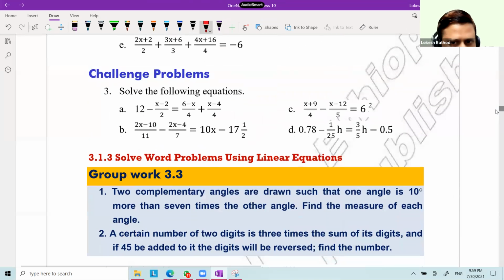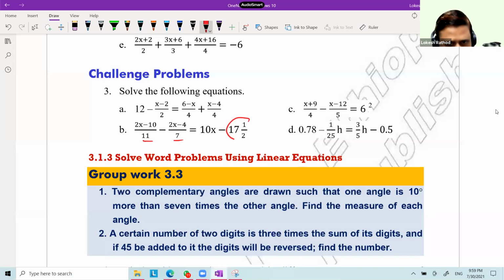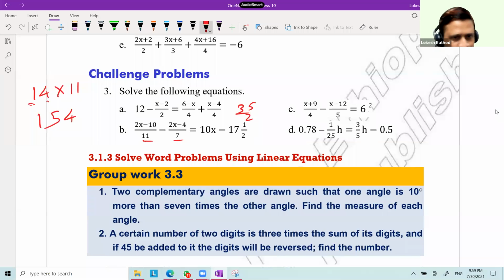Here, in this challenging problem also, same thing, right? You multiply by the LCM, which is 11 into 7. That is 77. Okay, this thing you first simplify. This thing you can write as 35 over 2. Okay, so basically the LCM becomes 7 2s are 14 into 11. Right? 14 times 11 will be 1, 4. What is 1 plus 4? 5. So 154.